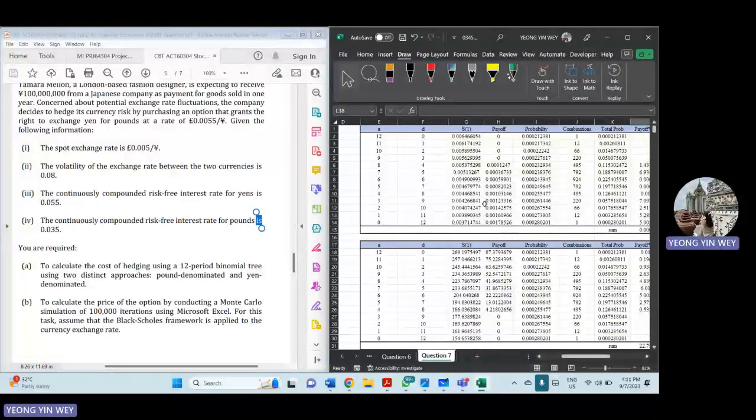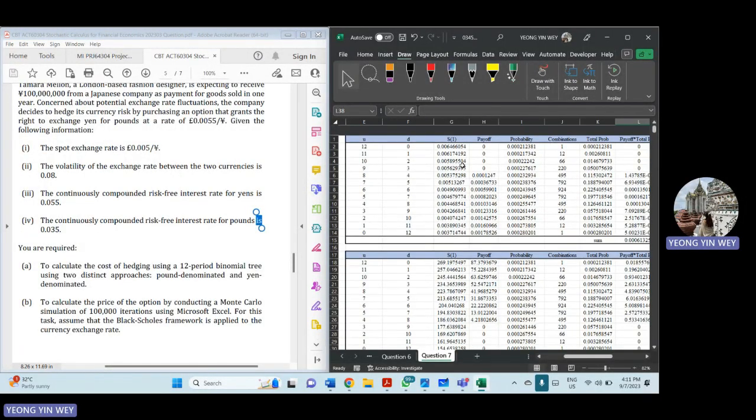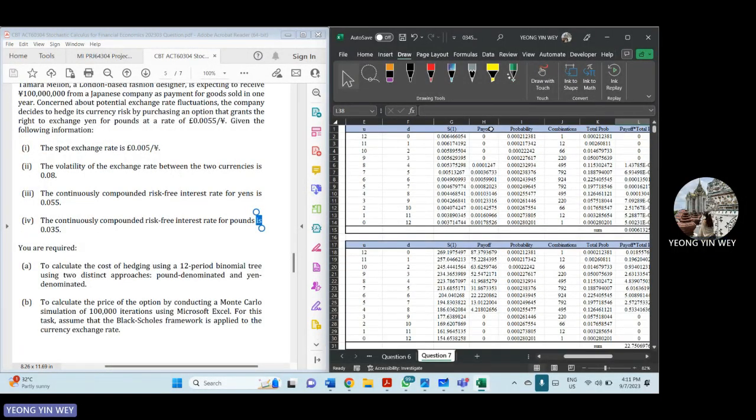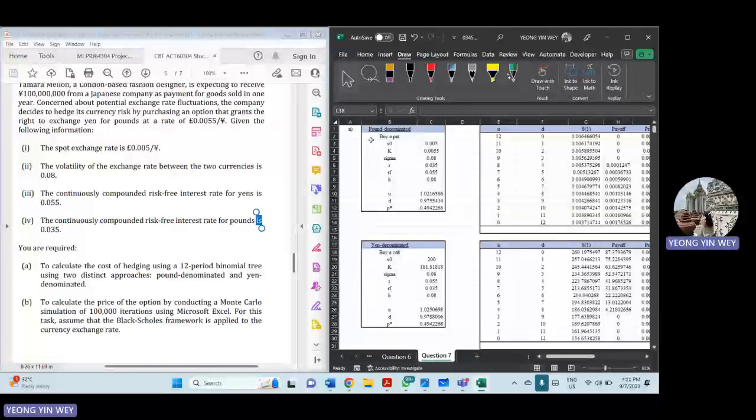This table is actually the same concept as what we discussed in question 6. Using U and D, we can calculate the stock price after 1 year and the payoff. For these questions, we are using a put because our underlying, as a London-based company, is the 100 million yen we are receiving, which is our underlying asset, and we would like to sell it for pounds. That's why we are buying a put.